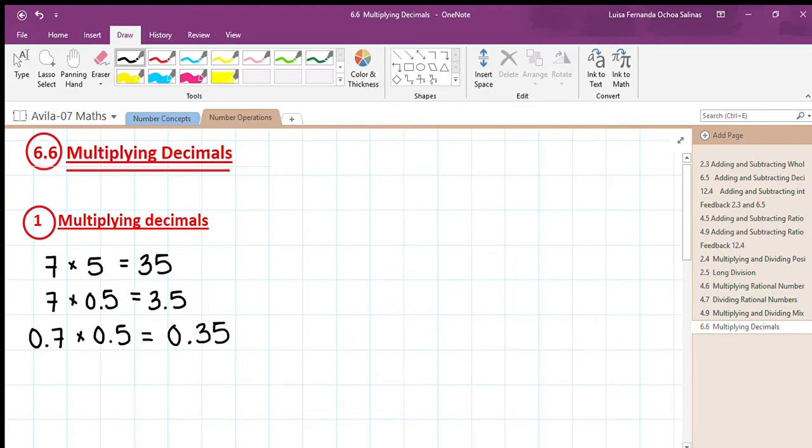Okay, I want you to see something here. What is going on? In the first one, I have no decimal places in the problem, and I don't have decimal places in the answer. In the second one, I have one decimal place in the problem, and I have one decimal place in the answer. In the third one, I have one decimal place here, another one here, so two decimal places in the problem, and I have two decimal places in the answer. Okay, so what is happening? Let's try to figure this out.